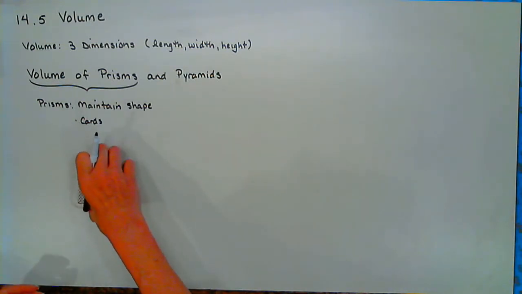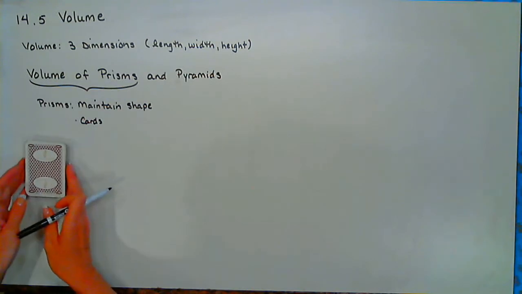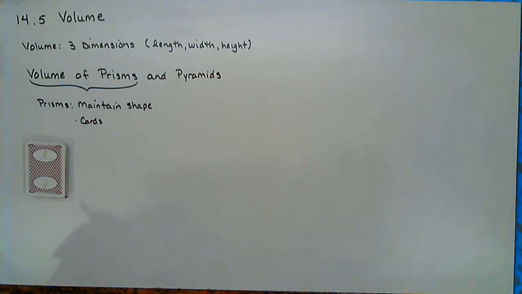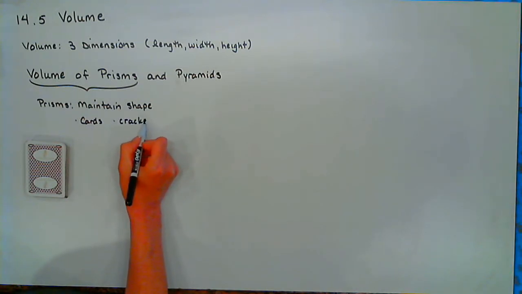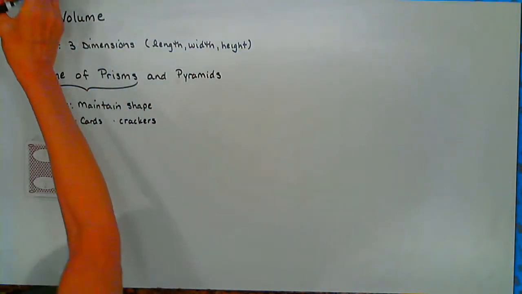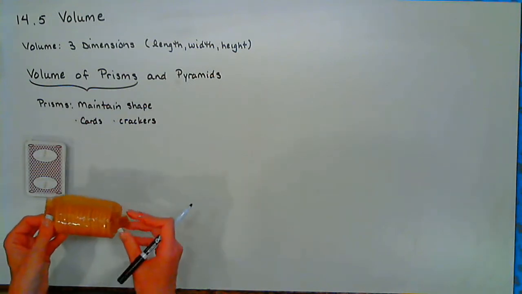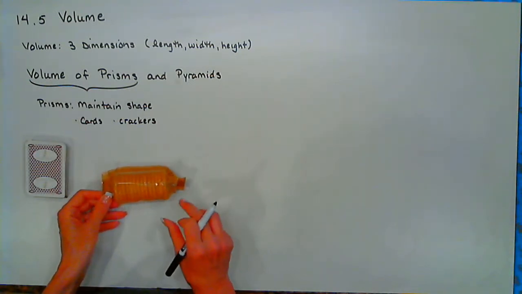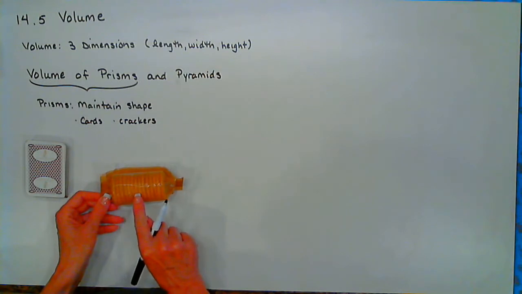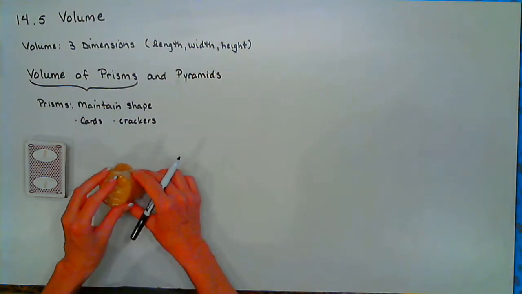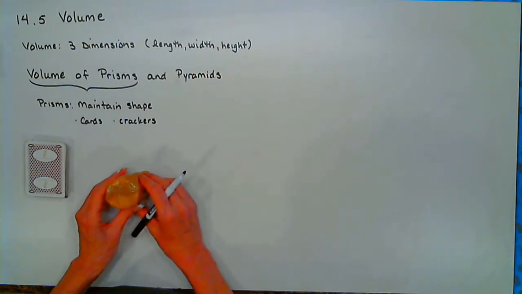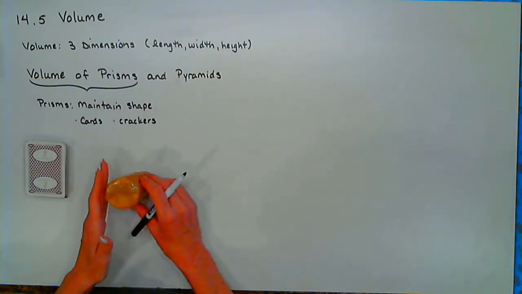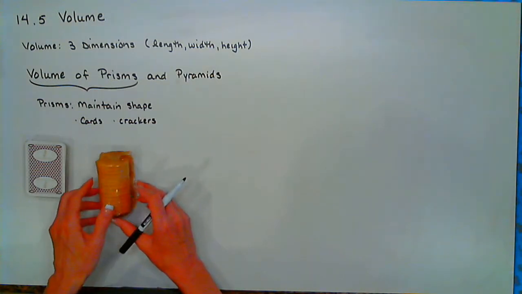So it's kind of fun to use some household items. So I grabbed some cards, I grabbed some crackers, because oftentimes you might have, these are just stackables, you might have some crackers where every single shape is exactly the same, and yet when you stack them, you end up with a solid cylinder. So that prism is going to keep its shape all the way through it.